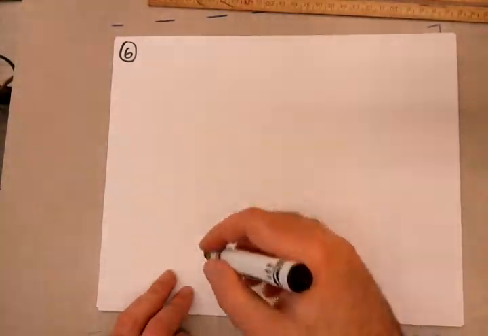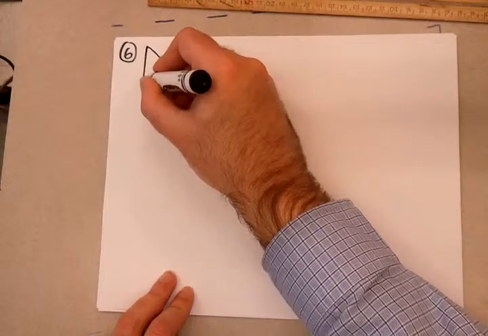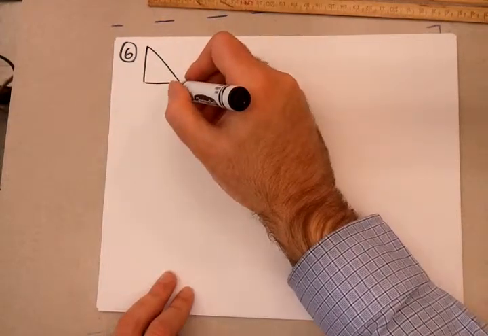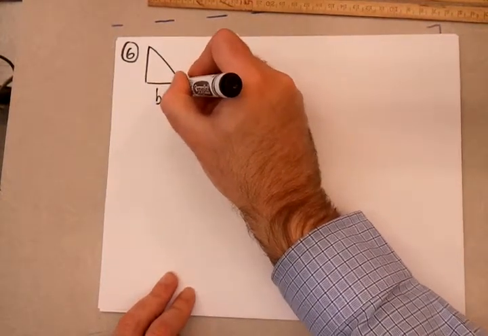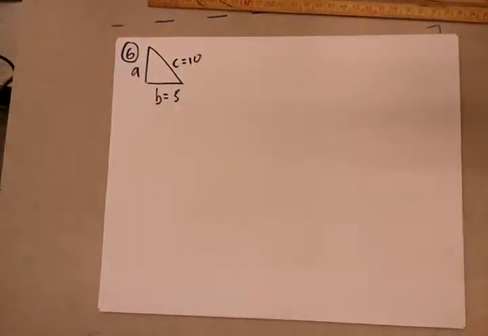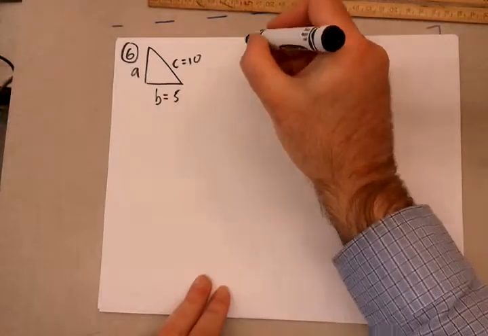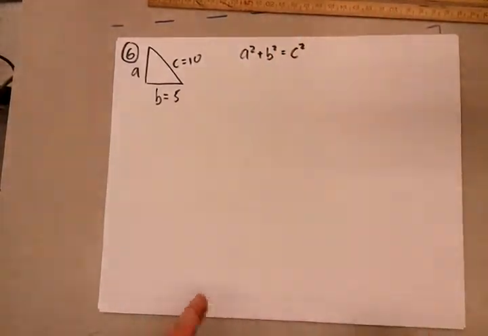So they give you 2 sides and 1 side is missing. If you remember, in a Pythagorean theorem triangle, or a right triangle, you have 3 sides, A, B, and C. In number 6, they gave you B. B is 5. They gave you C. C is 10. And you're missing A. They didn't give you the visual triangle, but essentially it works out the same way. The Pythagorean theorem is A squared plus B squared equals C squared. So we're going to plug in what we know into the theorem.